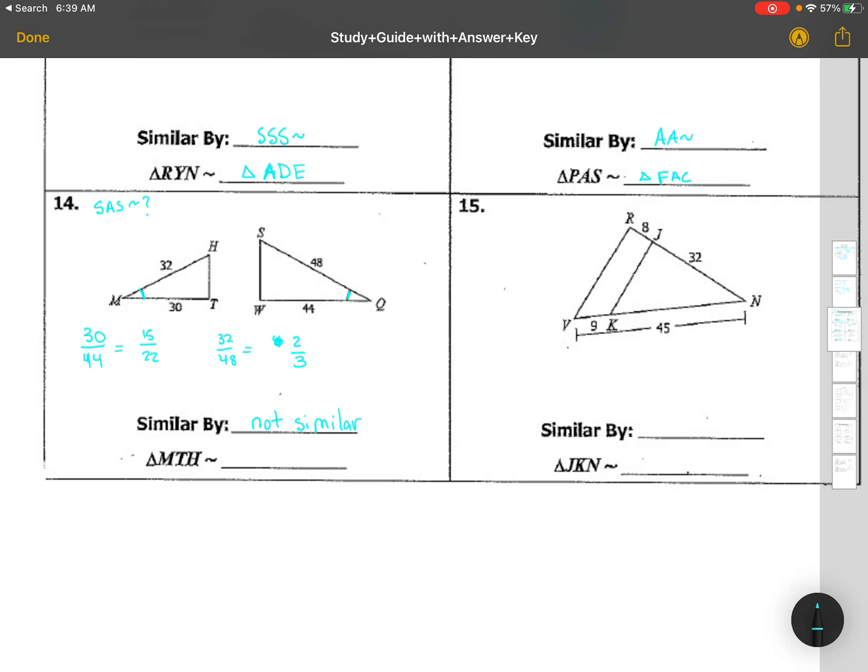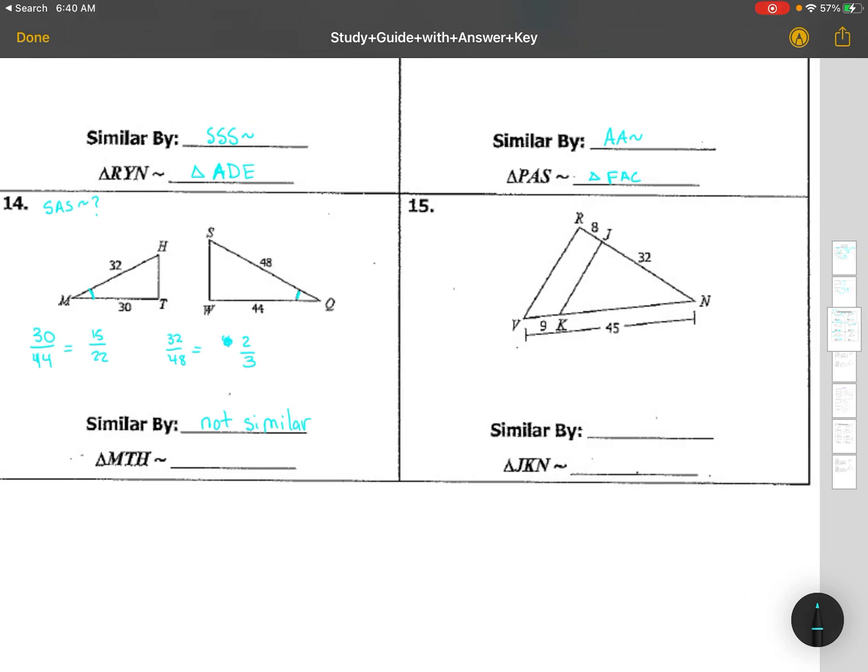So these are not similar because the ratios are not the same. And so last for this section is problem 15, where we have triangle JKN and triangle RVN. So we have a triangle within a triangle. They both have angle N in common. So that angle is congruent to itself. And then the two sides for both triangles include angle N. So we're going to check for side angle side similarity.